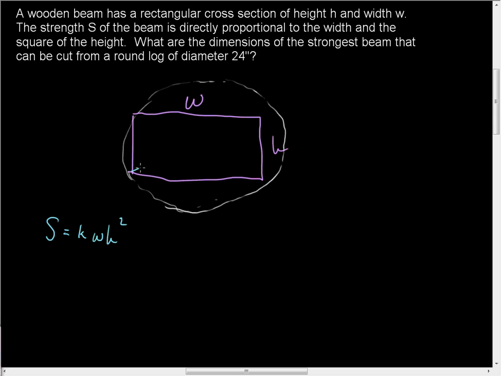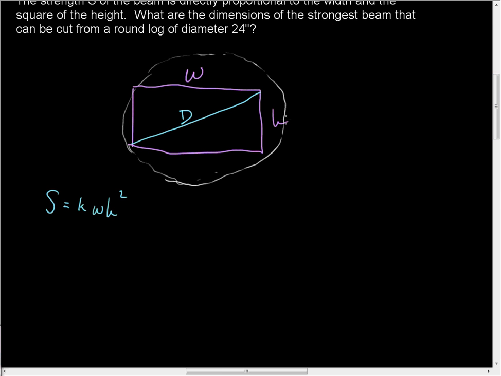So from one corner to another, this is going to be the diameter of the log. You're just going to cut the largest rectangle you can out of this thing, and that's the idea behind this. Okay, so now we have something that we can work with. We know that with our strength here, we want the strongest beam, which means we want to take its derivative. But we don't know what to take the derivative to. So now let's see if we can come up with a way to express this.